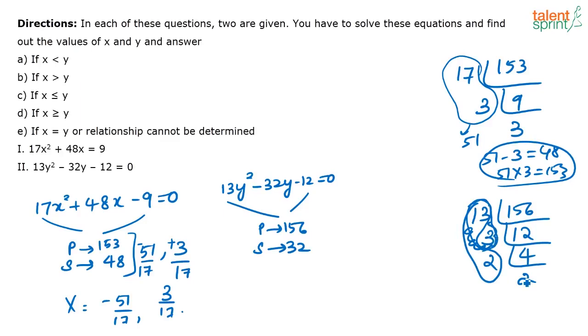Now you have 3 into 2, 6. So you have 26 plus 6, correct? That is equal to 32. And 26 into 6 is 156. So the two numbers that you are looking for are 26 and 6. I hope you understood how I took it.